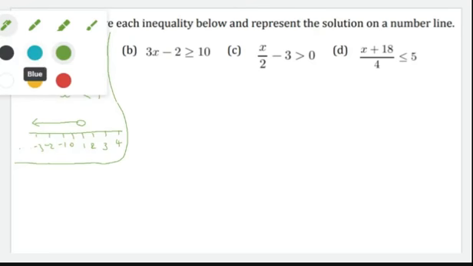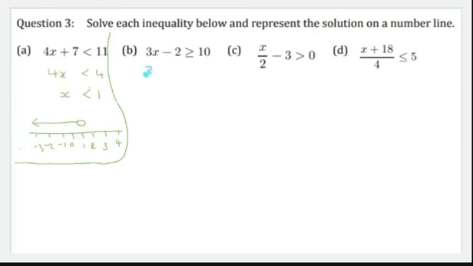Cool. So the next one, how are we going to start? Add 2 on both sides. So that'll be 3x is greater than or equal to 12. Then you divide by 3 on both sides. So that'll be x is greater than or equal to 4. Lovely.